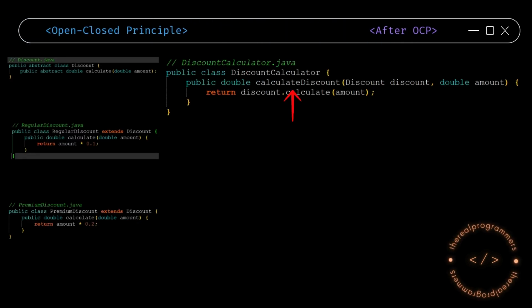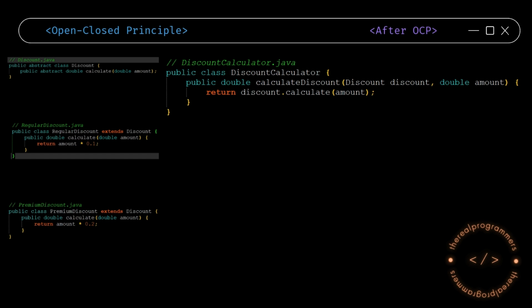Further, the calculate discount method in the discount calculator class can accept the object of the discount class in the argument. Under the hood, the object will refer to the exact discount which is applicable for the customer, and the calculate discount method will be able to call the calculate method using polymorphism to calculate the discount.